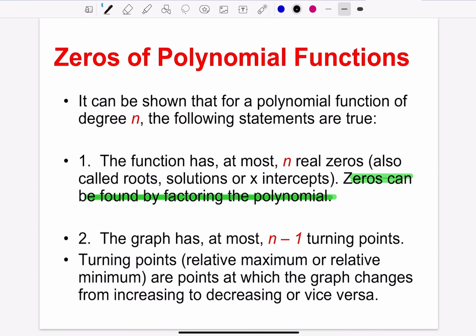Zeros of polynomial function. If a polynomial is of degree n, it can have at the most n real zeros, including complex and rational zeros. So a function of degree n has at most n real zeros. Zeros can be found by factoring the polynomial. A graph of degree n can have at most n minus 1 turns. So if a graph has degree n, it can have at most n minus 1 turning points in the middle. Those turning points are called maximums and minimums for the graph, and they change the graph from increasing to decreasing or decreasing to increasing.